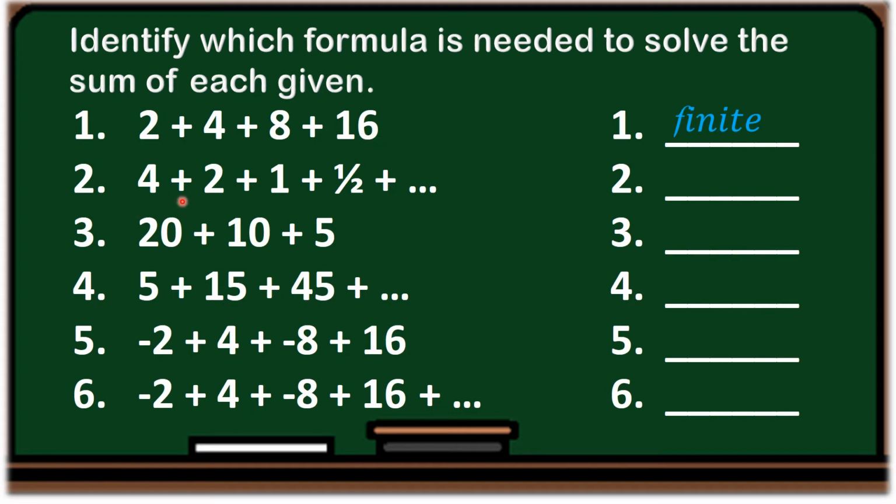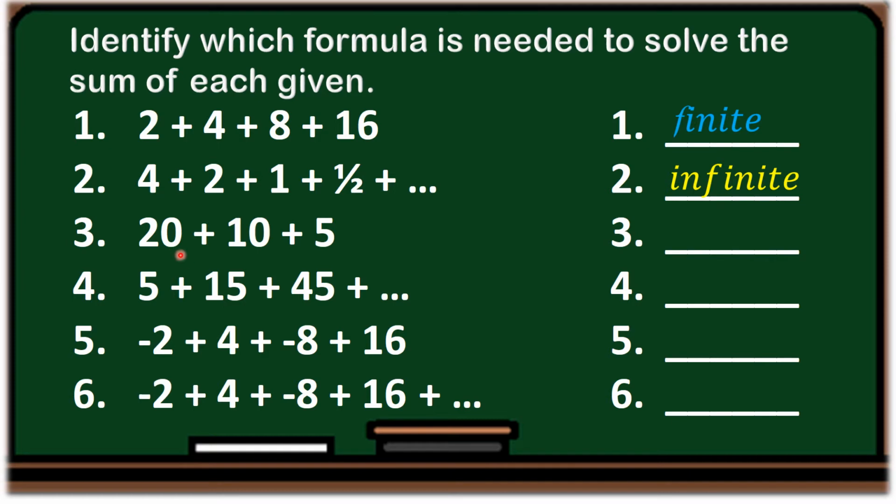Now, for number 2, we have 4, 2, 1, 1/2 plus, and as I told you before, this is infinite because we can see three dots. Now we have to investigate if the absolute value of the ratio is really less than 1. 2 divided by 4 is 1/2. 1 divided by 2 is 1/2. 1/2 divided by 1 is 1/2. Then we can proceed. So we can say that this is infinite, and we can use the formula for an infinite geometric series.